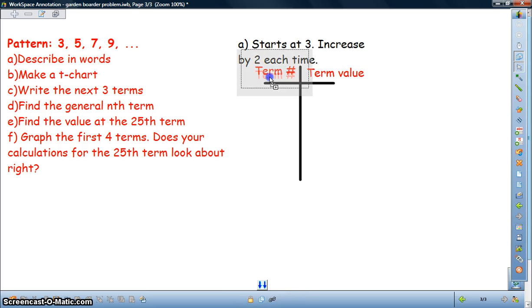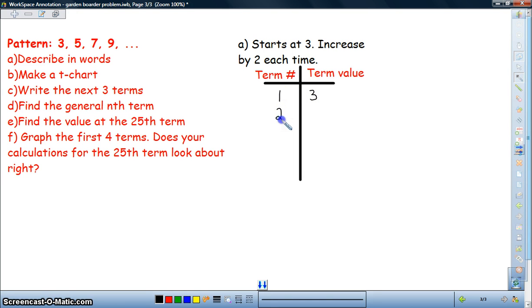So what that is, the term number is the order of what it's in. So this is the first, second, third, and fourth term, whereas its value is what it's worth in that spot. So its fourth term has a value of 9. And this is where we're going to put those numbers in. So the first term has a value of 3, because we said it starts at 3.